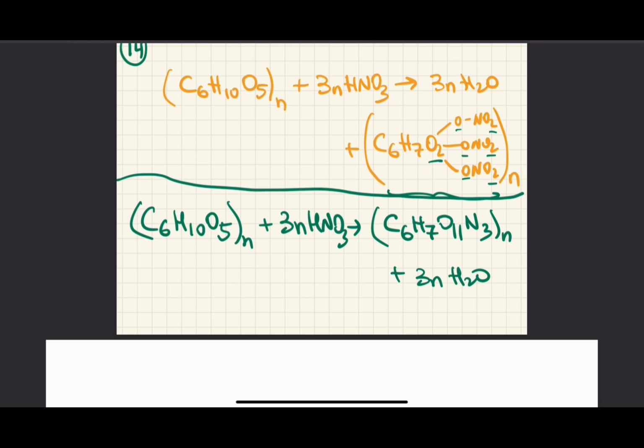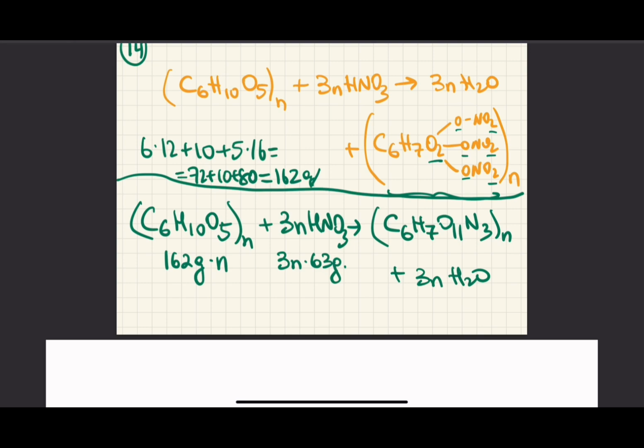Let's find the molar mass of cellulose. So we got 6 carbons, which is 6 times 12, 10 hydrogens, 10, plus 5 times 16. Now we have in here 72 plus 10 plus 80. And this will give you 162 grams per N. In here it is 162 gram. Now you will need to write it times N, and then HNO3 molar mass is 63, so you would do 3N times 63 grams. This is the ratio that we have.